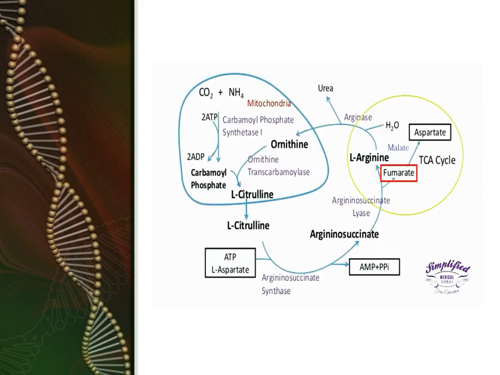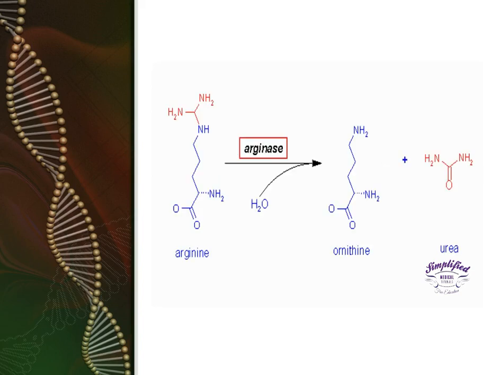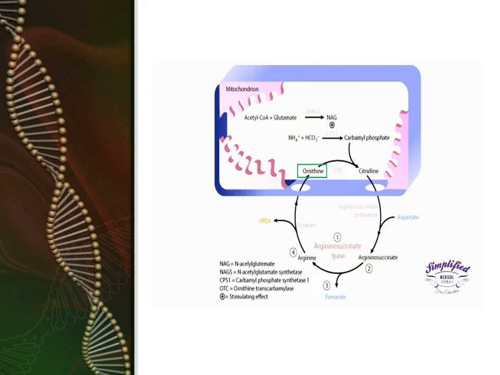Fumarate produced in the urea cycle is hydrated to malate that can be utilized directly or indirectly in other metabolic pathways. The fifth and final step is the formation of urea. Here the enzyme arginase cleaves arginine to ornithine and urea. Ornithine is transported back into the mitochondrion in exchange for citrulline, where it can be used for another round of the cycle.